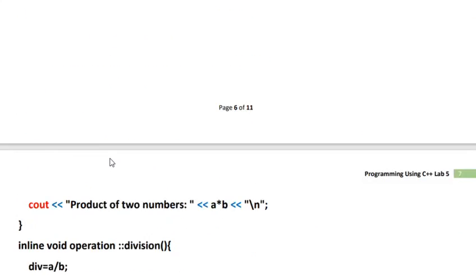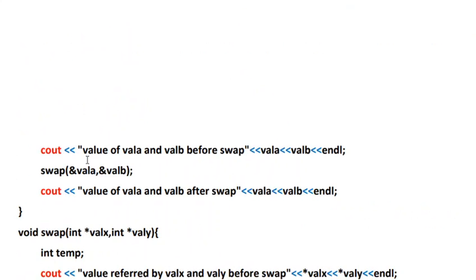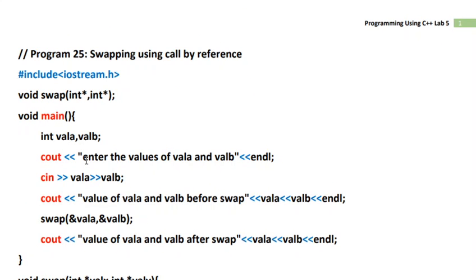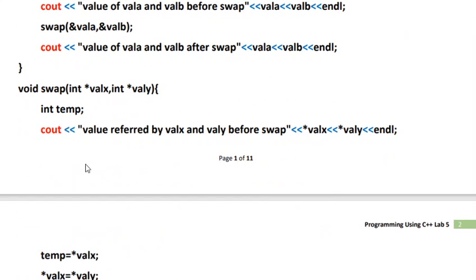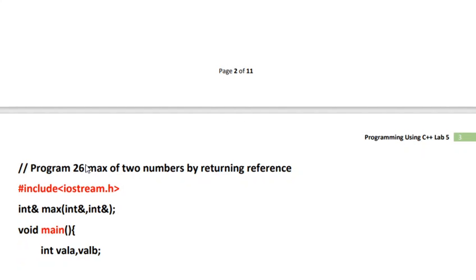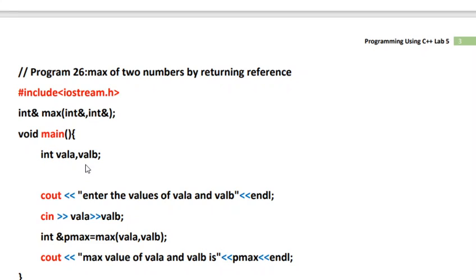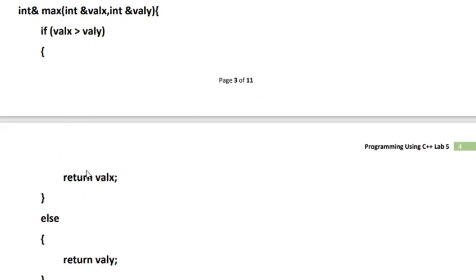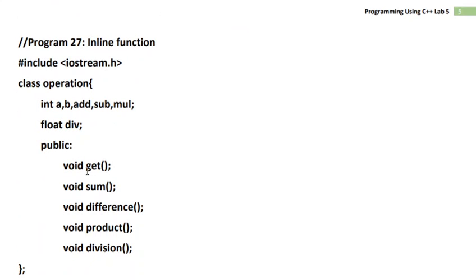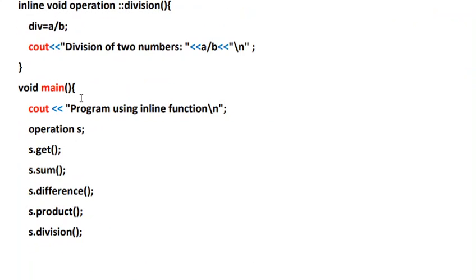Now to summarize this particular class: we have learned about swapping of two values using call by reference, where we are passing the pointer. We have tried to understand reference variables with the help of an example that determines the maximum of two numbers. Then we moved on to inline functions, where we defined the function inline, and we learned about the advantages and limitations of inline functions.